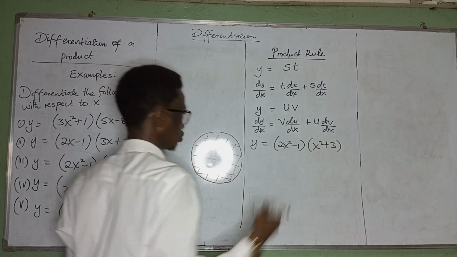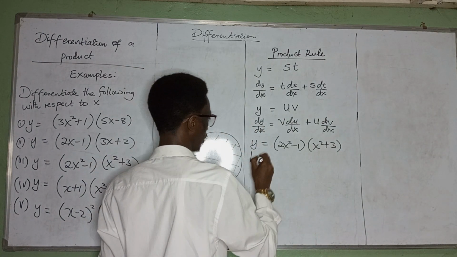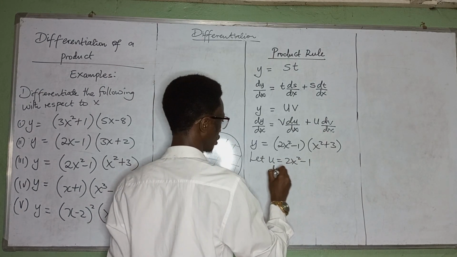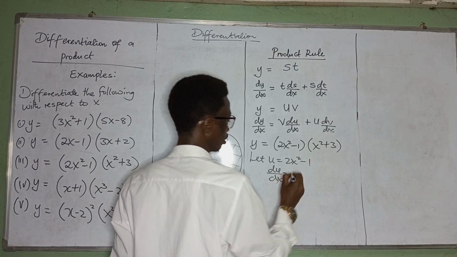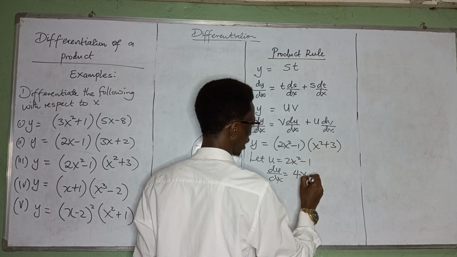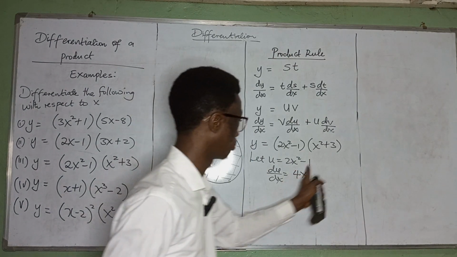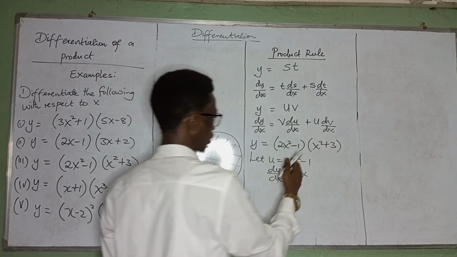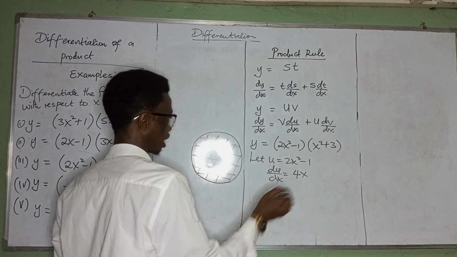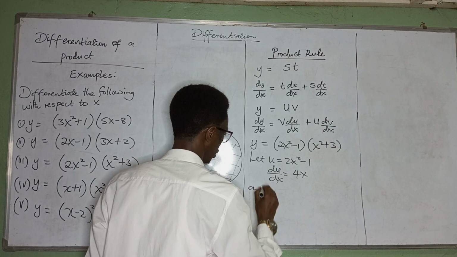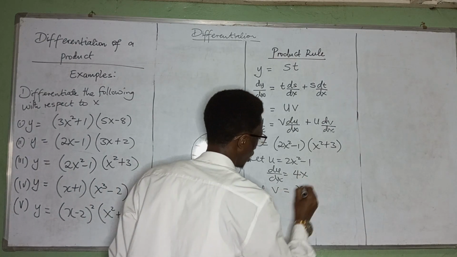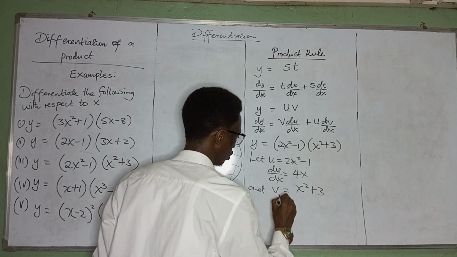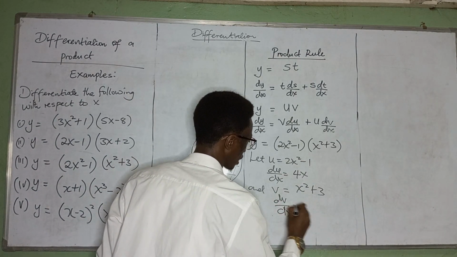We are going to do this one very fast. We let u be 2x squared minus 1, we differentiate, and du by dx becomes 4x. I'm not going to write the minus 0 again. I hope you've gotten the basics now. You multiply this and subtract 1 from that, so that becomes 4x. And v equals x squared plus 3. We know when you differentiate, the constant is 0. So your dv by dx becomes what?